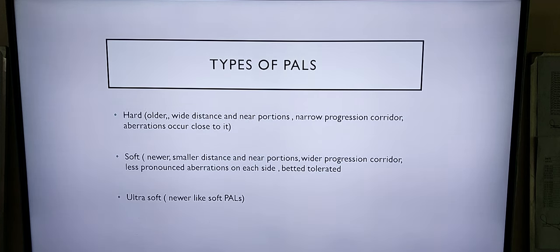What are the types of progressive addition lenses? Hard, soft, and ultra soft. Hard is the older type, in which wide distance and near portions are present with a narrow progression corridor, and aberrations occur close to it because there is a narrow progression corridor. Soft and ultra soft are newer, and they have smaller distance and near portions, but they have a wide progression corridor, so less pronounced aberrations occur close to the center and they are better tolerated.